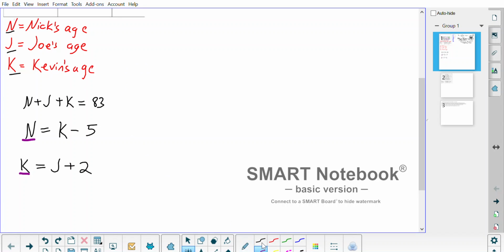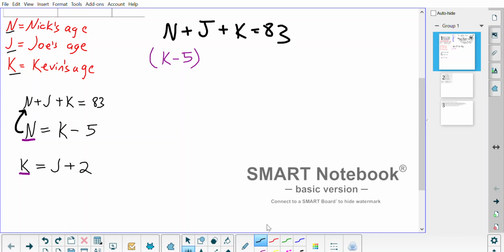All right, so let's say we started with N, and we just decide to substitute N in the first equation. So I'm going to rewrite that equation. N plus J plus K is equal to 83. Now, according to this code, wherever I see an N, I need to write down K minus 5. So let's write that. K minus 5, and then we have plus J plus K is equal to 83.